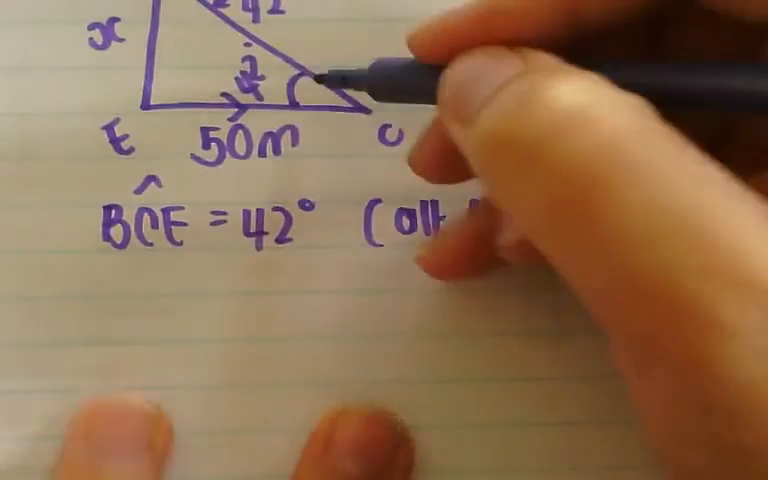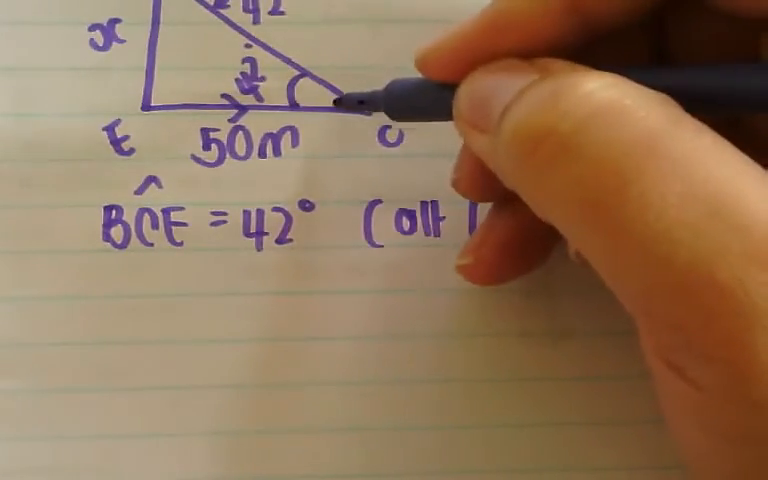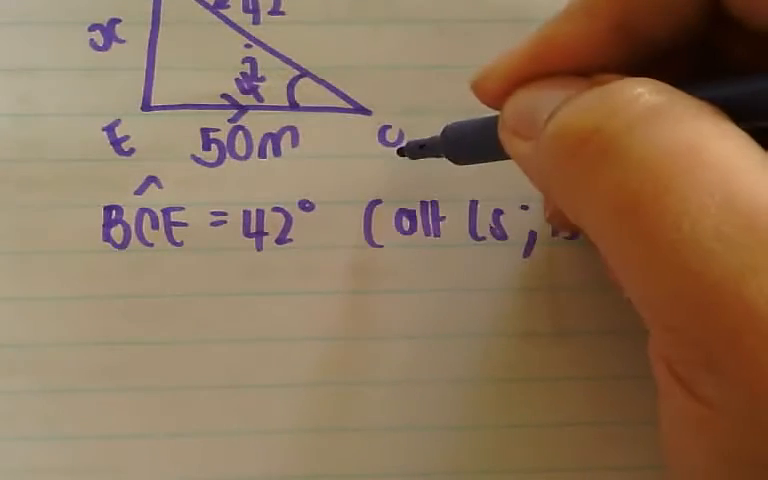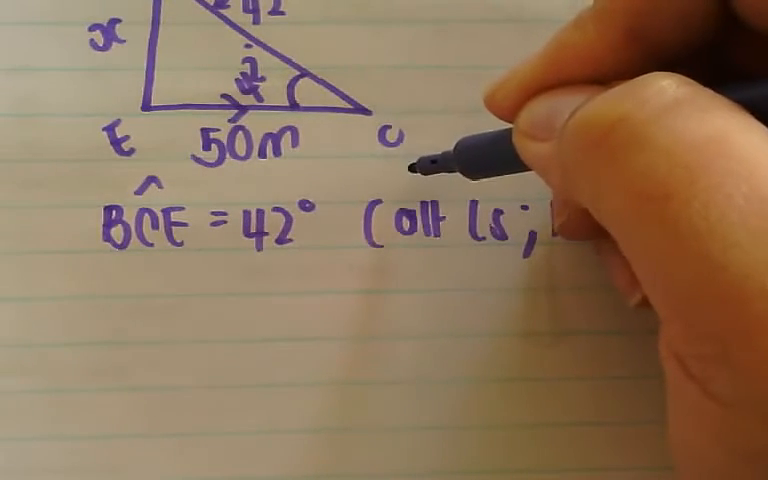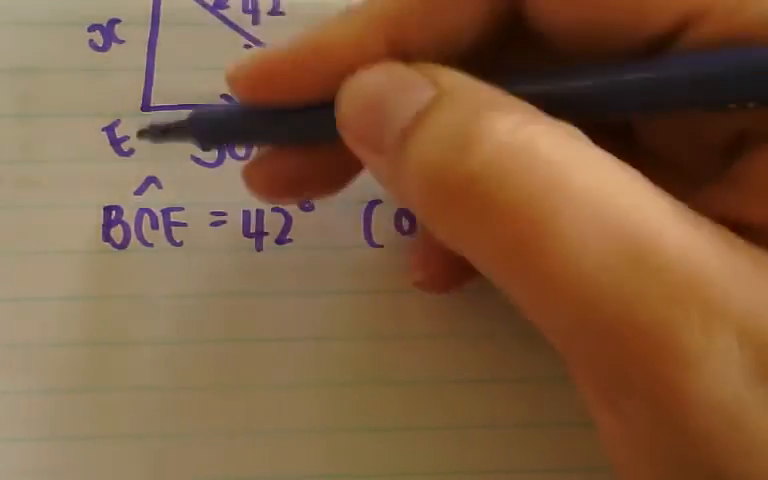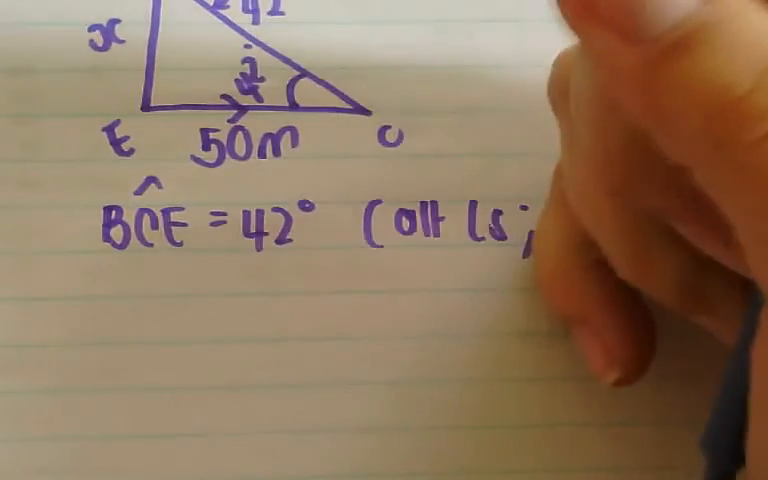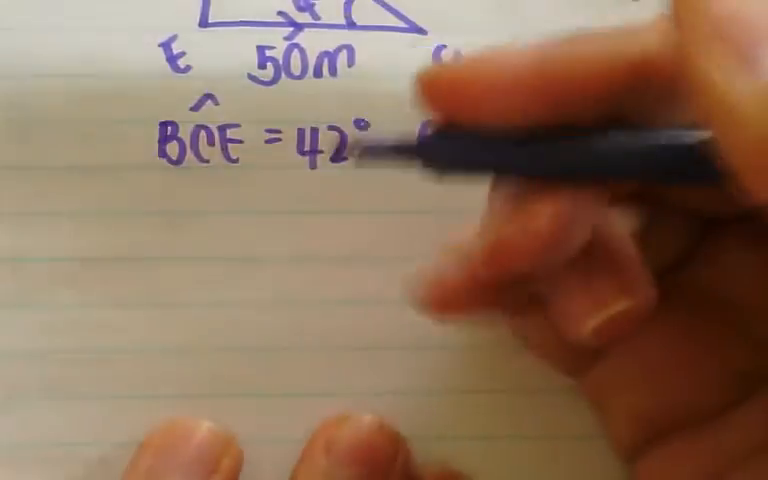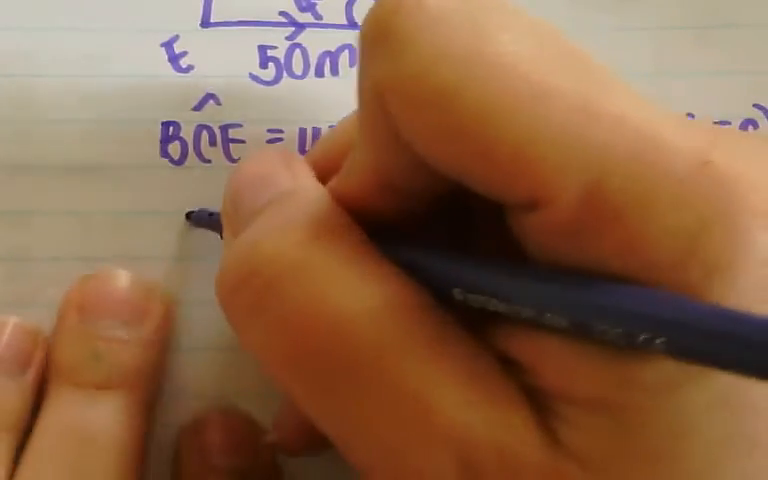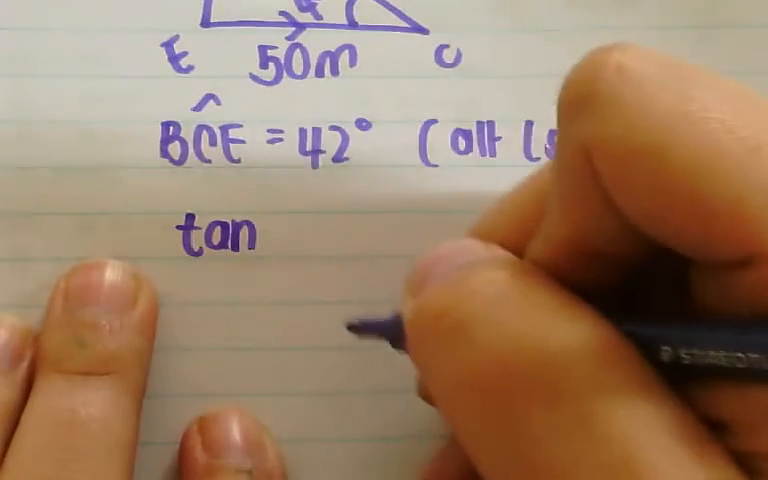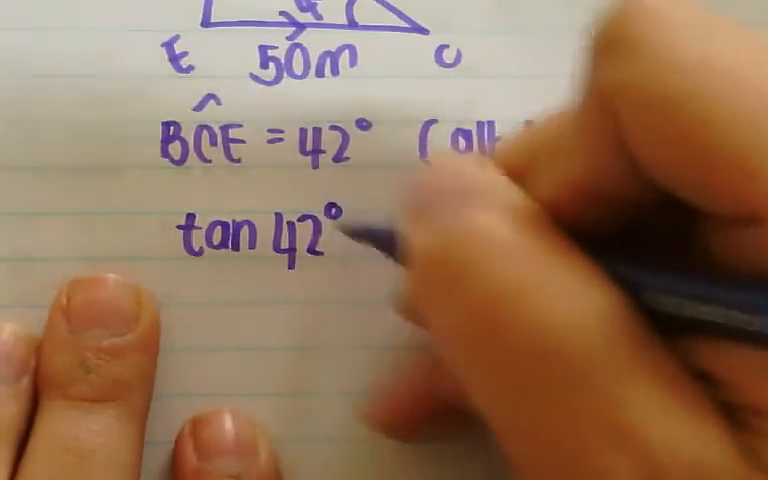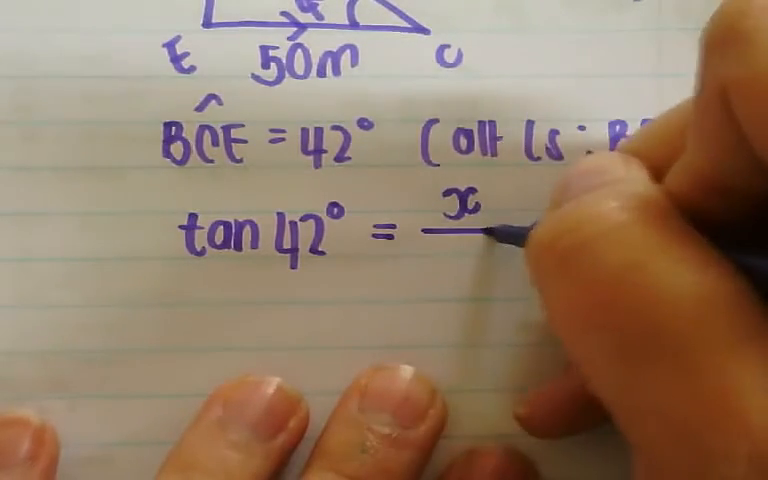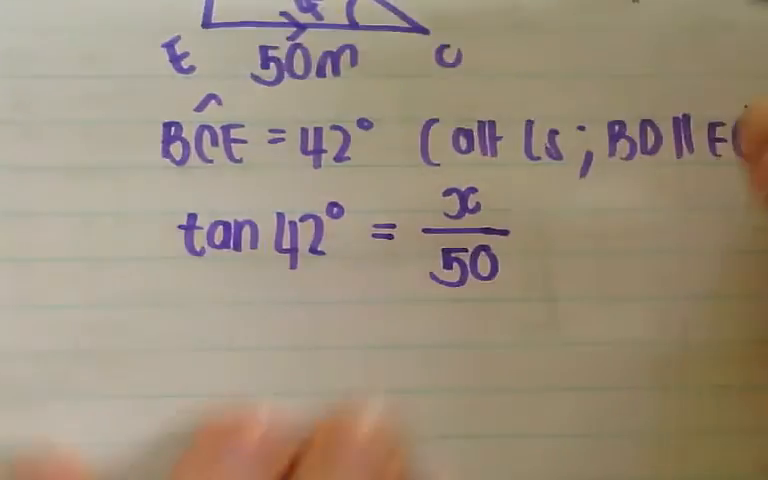I have 42 degrees as my reference angle. 50 meters in relation to that angle is what? Adjacent to it. The height of my building in relation to my angle is opposite. So what function am I using? I'm going to use tan again. So tan of my 42 degrees is equal to my opposite, which is x, over my adjacent, which is 50.